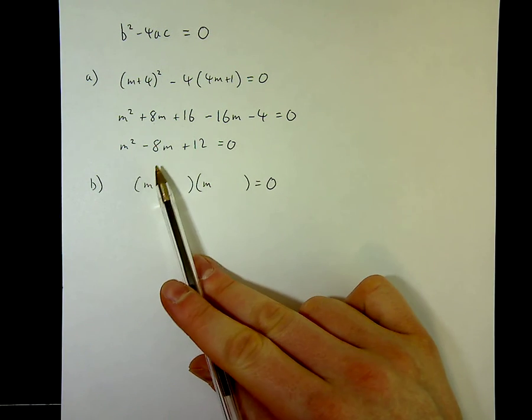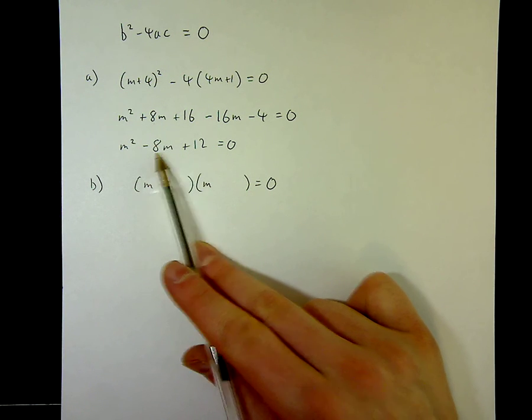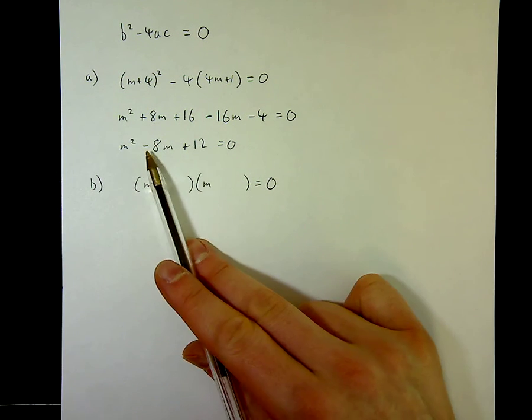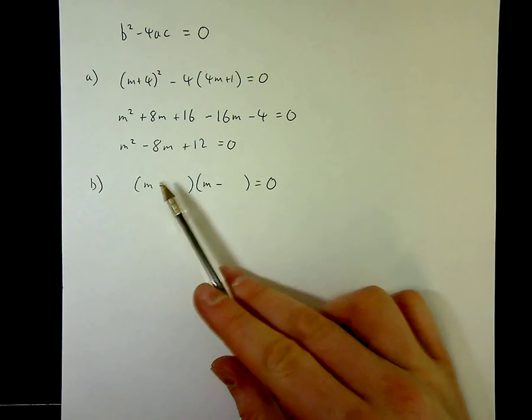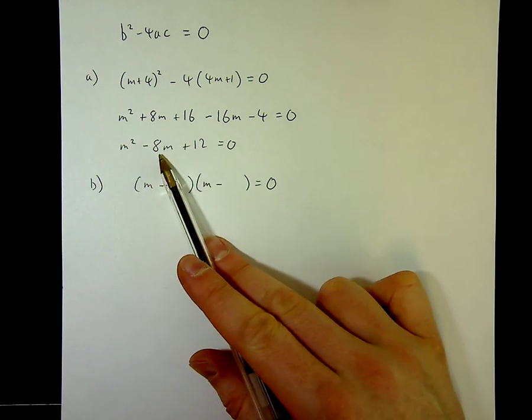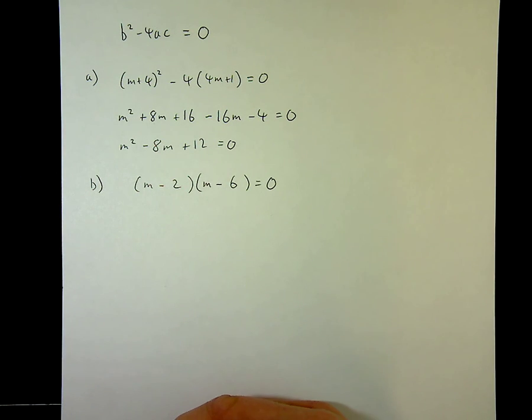So I need two numbers that are going to multiply to get 12, add to make a negative 8. And if they multiply to make positive, add to make a negative, it's going to have to be two negatives. That's the only possible conclusion. So the two numbers that multiply to make 12 and add to make negative 8 would be minus 2 and minus 6. So that's the factorisation.